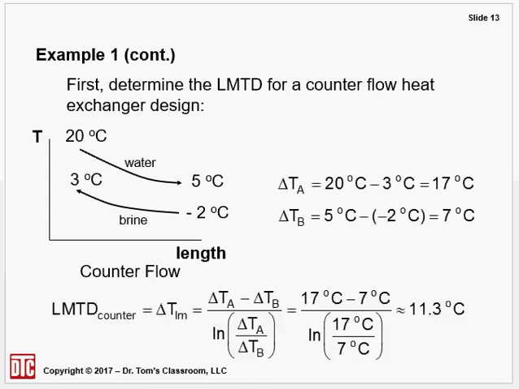So now you can use the LMTD standard equation that we did in the last lesson to come up with the LMTD for counterflow of 11.3 degrees C. 11 might have been okay, but one decimal point is probably plenty. Okay, so we've got that. So now we've got to find F sub C.